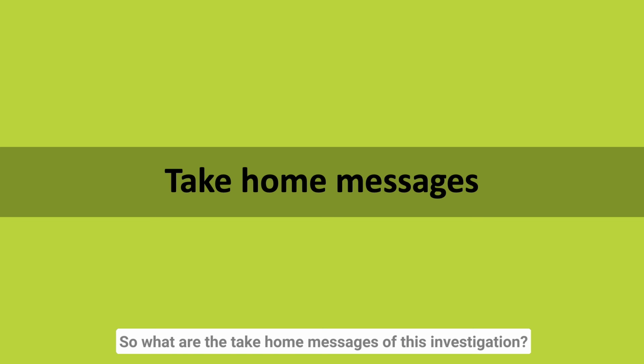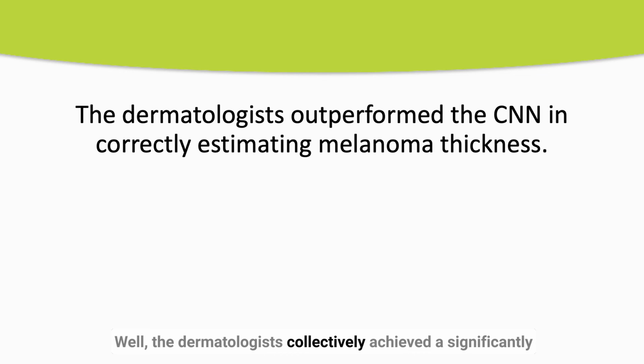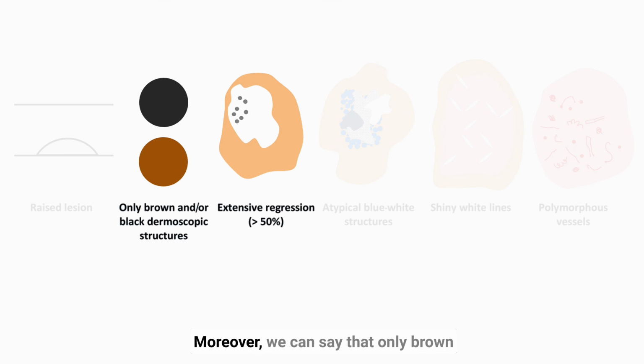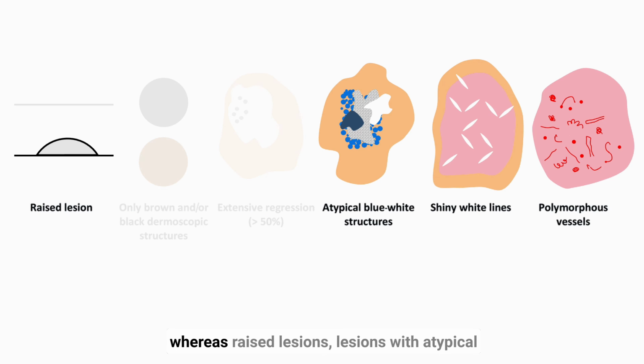So what are the take-home messages of this investigation? Well, the dermatologists collectively achieved a significantly better accuracy compared to the CNN algorithm in correctly estimating melanoma thickness. Moreover, we can say that only brown and/or black dermoscopic features and also possibly extensive regression correlate with melanoma in situ, whereas raised lesions with atypical blue-white structures, shiny white lines, and polymorphous vessels are more indicative of invasive melanoma.